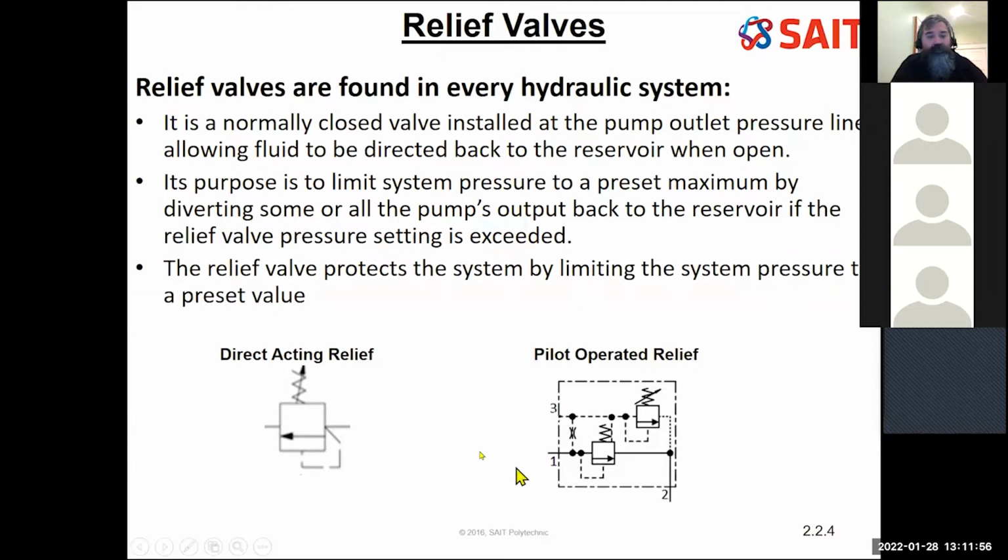So direct acting pressure relief valve, pilot operated. We're going to get into more detail over why I would choose one over the other during today's class here.